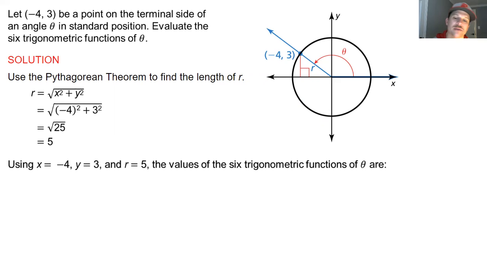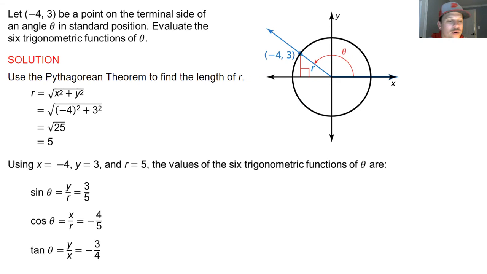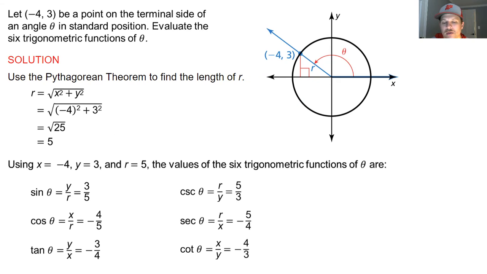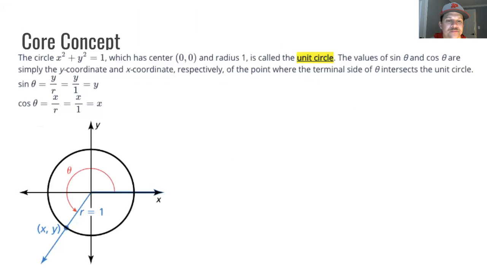So using those three values, plugging them into your six trig functions, you take y over r, which is 3 over 5. Cosine is x over r, which is -4 over 5. Tangent, y over x, is -3 over 4. Then for the next three, you're just taking the reciprocals, or flipping them. And those are your values for all six trig functions.